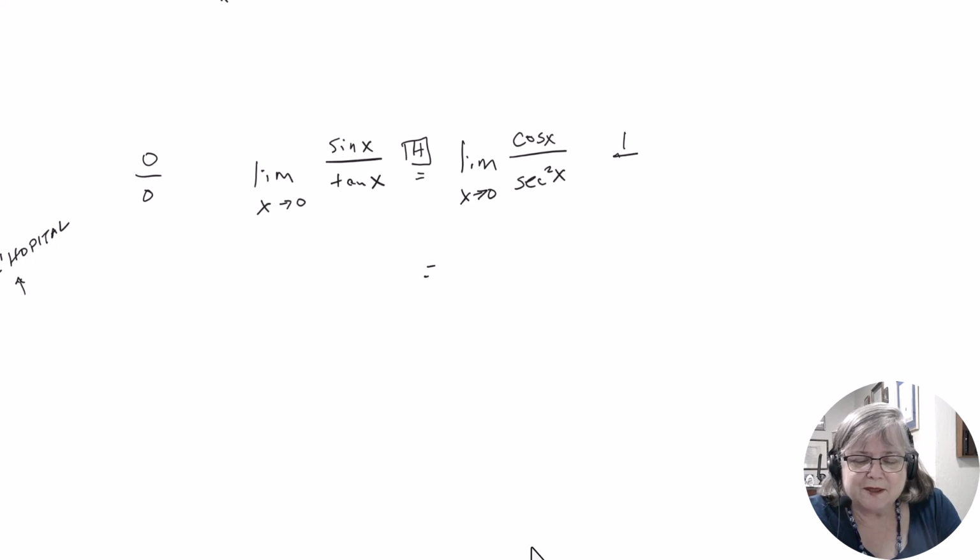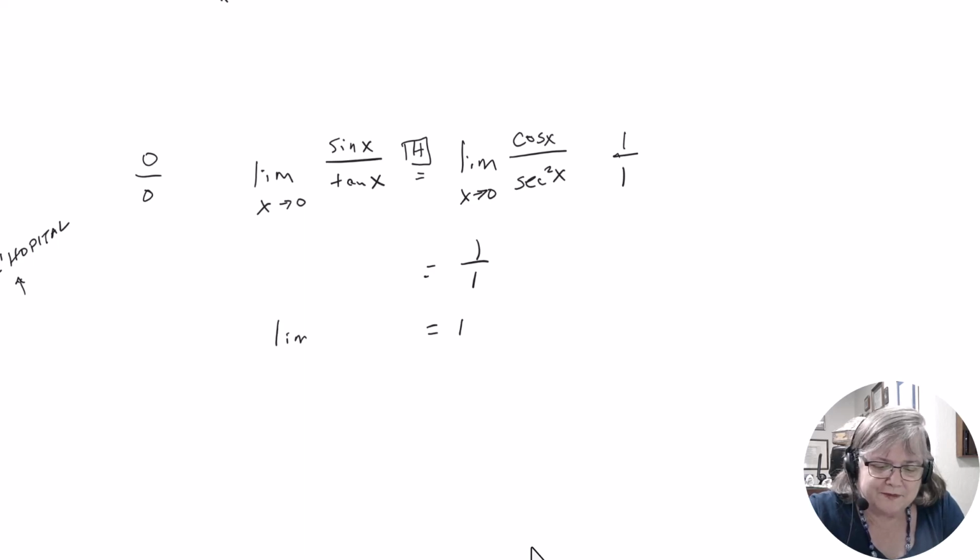Well, let's see what secant squared is doing. So secant of 0 is the reciprocal of cosine. I'm showing my age because when we were first taught, they were called inverses. So this is 1 as well. So this is 1 over 1, which is 1. So the limit as x goes to 0 of sine x over tangent x is 1.